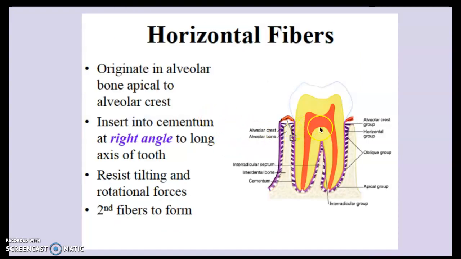Horizontal fibers, these are the ones that go straight across. Notice how these are the only ones that aren't slanted. These originate in the alveolar bone apical to the alveolar crest. They insert into the cementum at right angles to the long axis of the tooth, and it resists tilting and rotational forces, and it's the second fibers to form, which makes sense. Right under alveolar crest, we have your horizontal fibers.